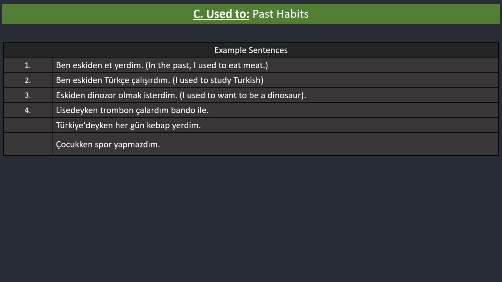I kind of forgot to translate every sentence, but I think you got this. Like when I was a child, I didn't used to do sports. When I was in Turkey, every day I used to eat kebab. When I was in high school with bando, I'm not sure if bando is an English word, I used to play trombone. That's the first time I hear this word, by the way. In the past, I used to want to be a dinosaur.